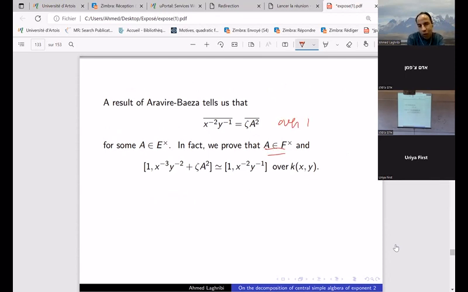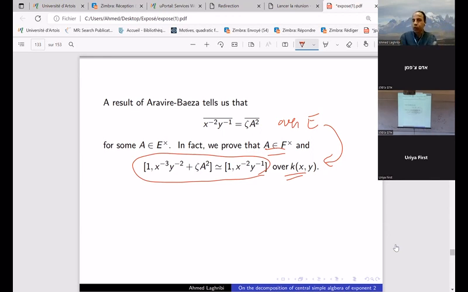This equality is over A, which means that you have this isometry over our base field F. And working with some residue forms, we prove that this isometry is not possible.